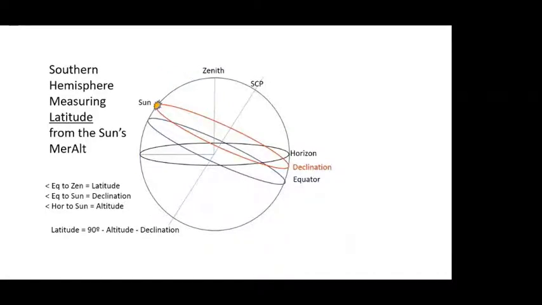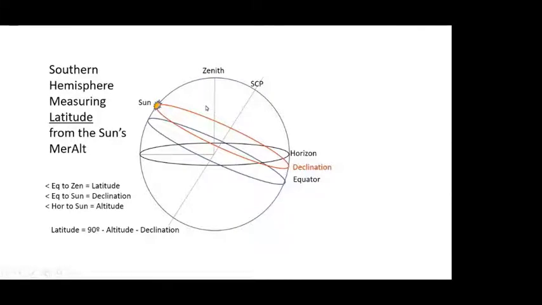Here's an indication of how the latitude can be measured from the altitude of the sun, known as the meridional altitude, MAOT. Once again, the vertical circle is the plane of the observer's meridian. Right at the top is the zenith, and at 90 degrees to the zenith is the horizon. The south celestial pole is on your right over here, and the sun is over there.